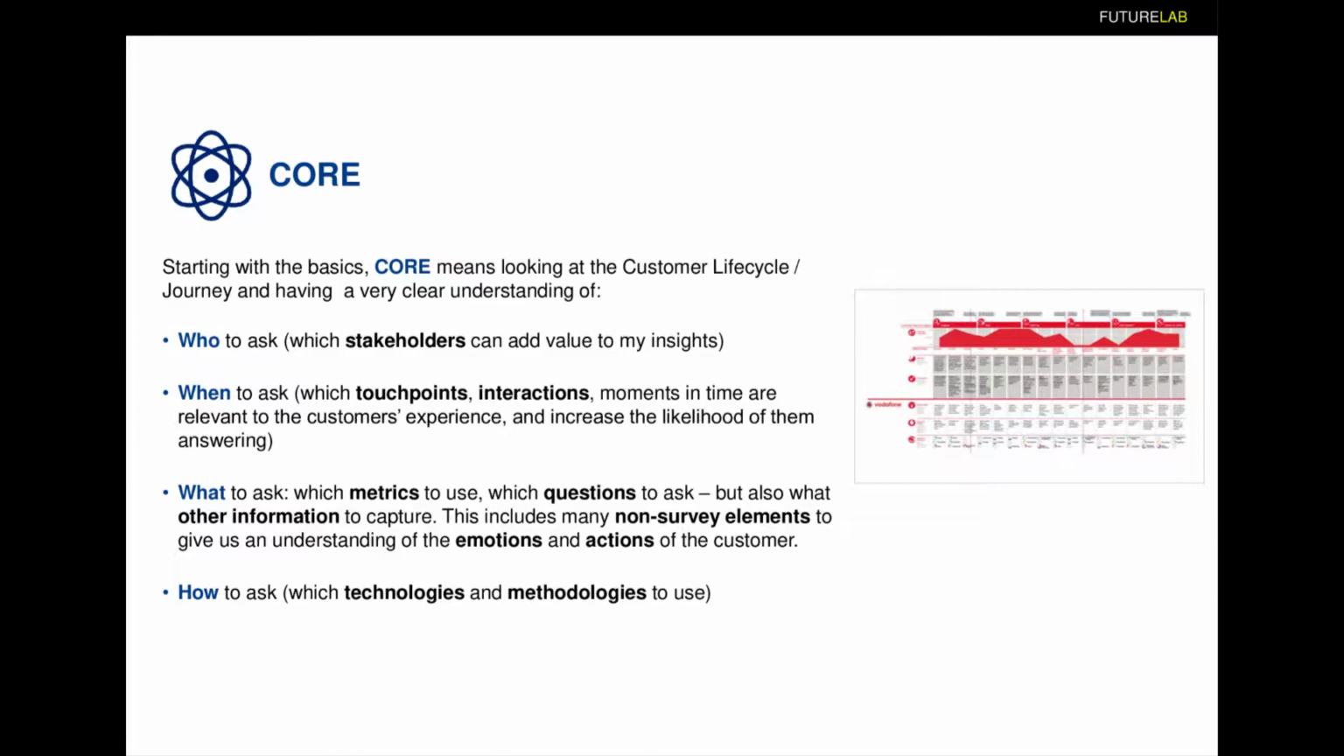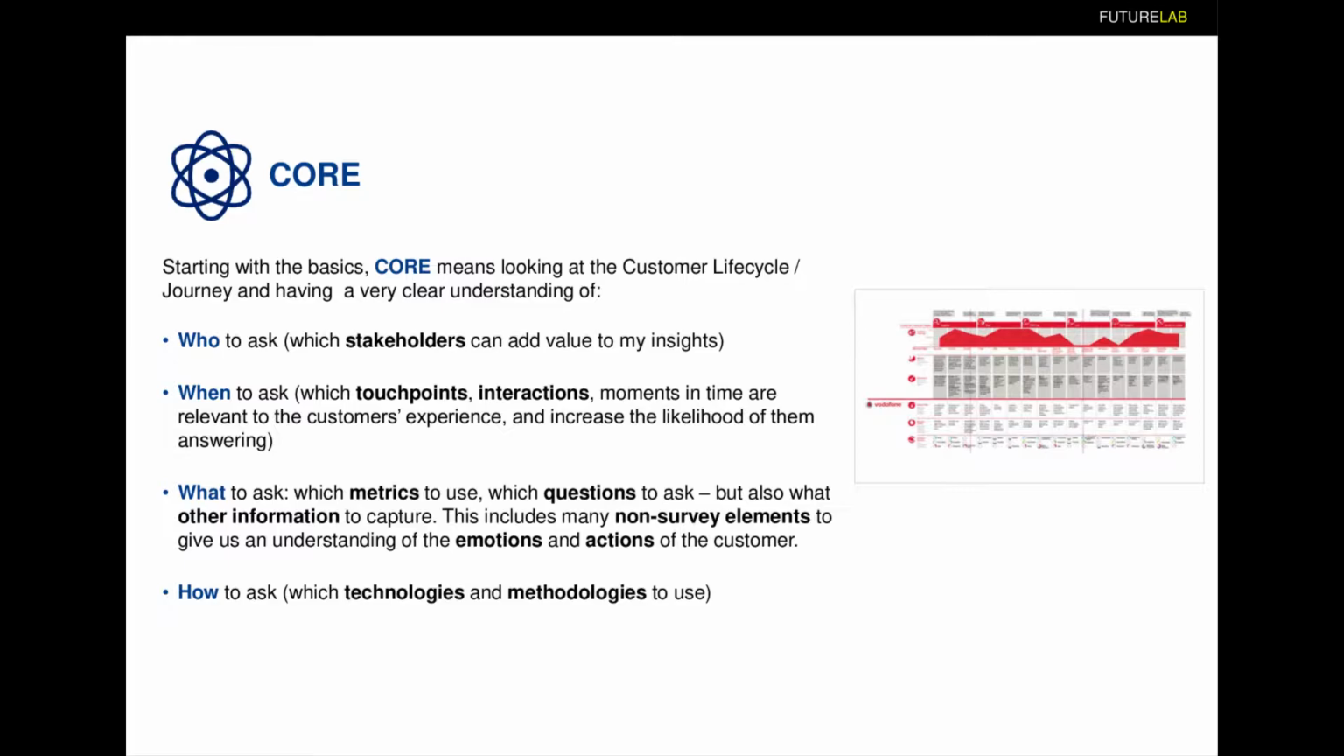Secondly, we want to look at when do we want to engage with those stakeholders? What are the right touch points? What are the right moments in the customer journey? But even very specifically and concretely, what is the right time of the day? What is the right time to have passed between the interaction and the moment that we engage with them?